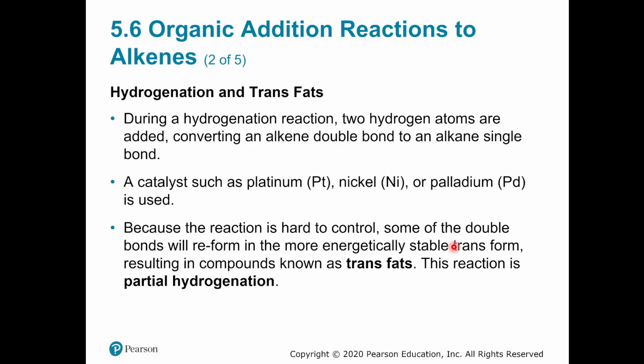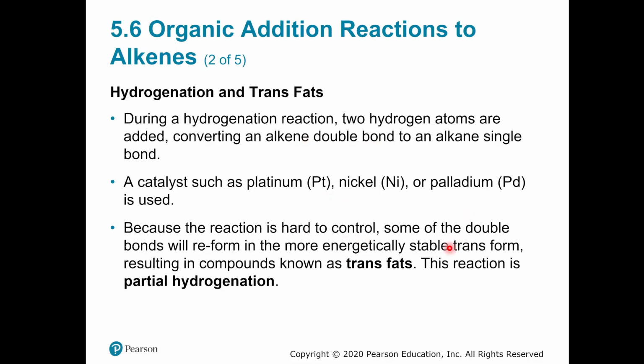Okay, so let's talk about that hydrogenation. Hydrogenation is one of the addition reactions. And so the hydrogenation in trans fats, you may have heard of this before, because it's a health concern that people have had. In a hydrogenation reaction, you're going to have 2 hydrogen atoms added across a double bond to form a single bond. And so you'll add them across an alkene double bond. It'll give you an alkane. You do this in the presence of a catalyst to make it go faster. The catalyst is typically platinum, nickel, or palladium.